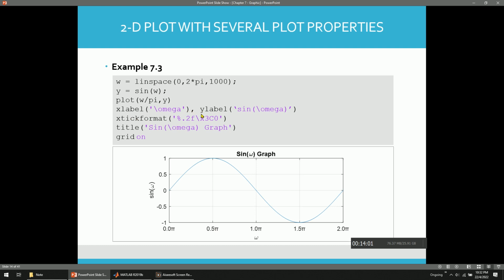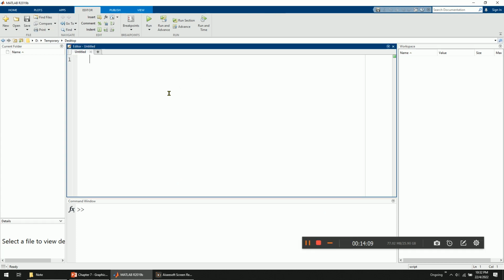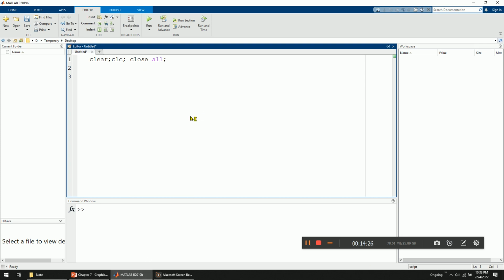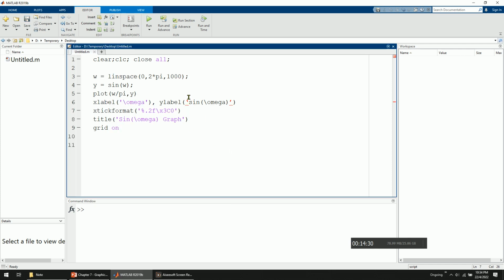Okay, so let me show you. Of course, recall back if you want to do coding in real life. In the exam there is no need, but in real life, you have to write clc and close all. It's just to clear everything up. And then you paste it. Of course, same as before, you have to change this. Just rewrite it again.